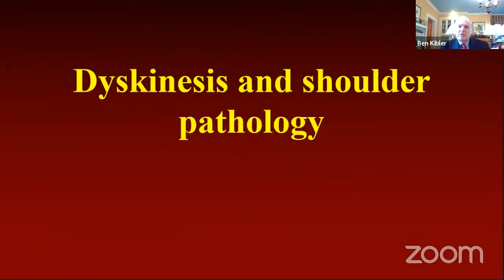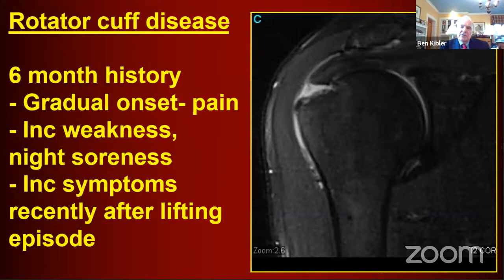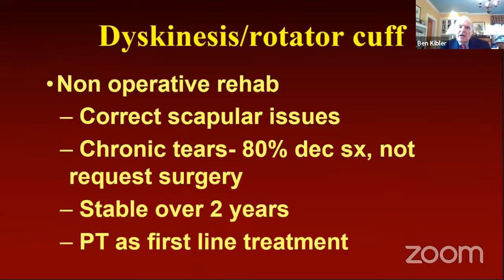So let's look at these. Let's look at dyskinesis and shoulder pathology. Let's talk about rotator cuff disease. Here's a patient with a six-month history of gradual onset of pain. He has the classical rotator cuff clinical findings, and the MRI shows a tear of the rotator cuff. Why would you treat the scapula when the patient has a rotator cuff tear? Because non-operative rehabilitation, if you correct the scapular issues in the chronic rotator cuff population, has been shown to alter the need for surgery. You decrease the functional problems, decrease the symptoms, and therefore you can get by without surgery. And this has been shown to be stable over 2 years.